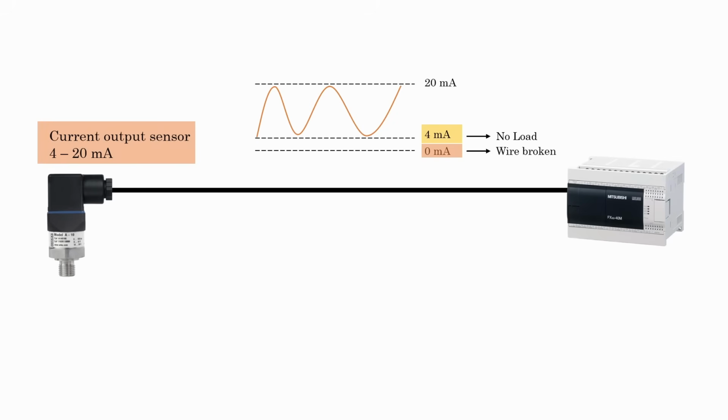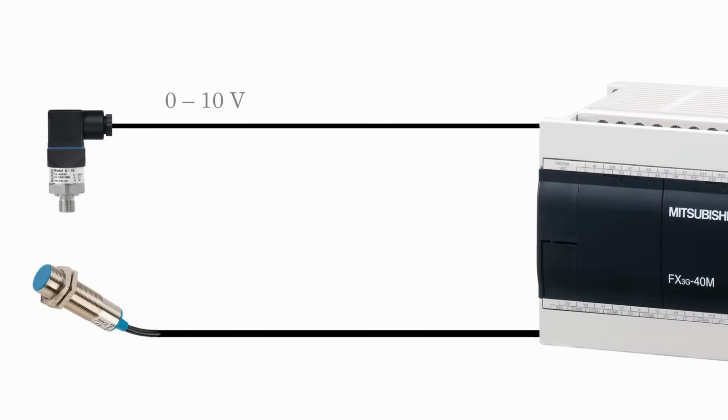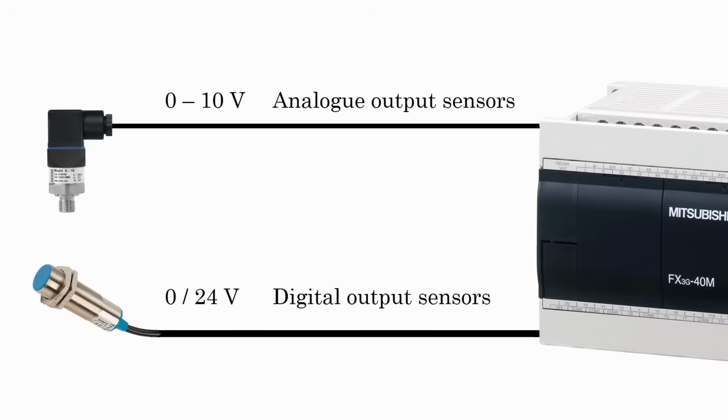So should we always choose current output sensors? Not really, because current output sensors are usually expensive. So we should use current output sensors only when the sensor cable length is more than 10 meter, the environment is electrically noisy, or accuracy and reliability are critical. Otherwise, mostly in factory automation, we use voltage output sensors: 0 to 10 volt for analog signal, 0 to 24 volt for digital signal.